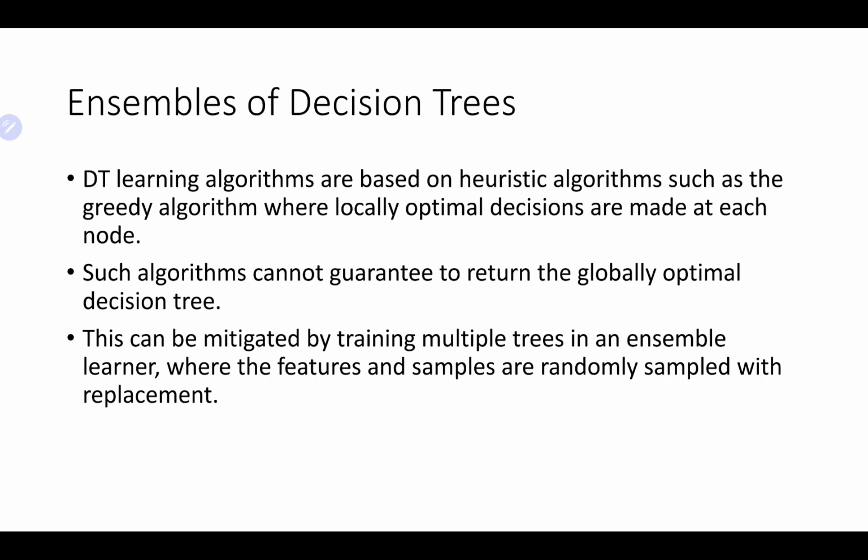So decision tree learning algorithms are based on heuristic algorithms such as the greedy algorithm, where basically they make locally optimal decisions, right? At each node, the best decision is being made. Now, in such algorithms, there's no guarantee that we will get the globally optimum solution. So this can be mitigated by training multiple trees in an ensemble learner, where the features and samples are randomly sampled with replacement.